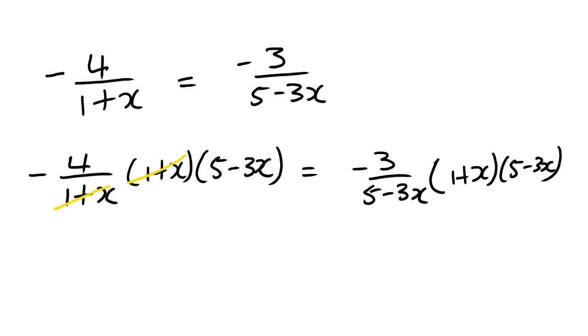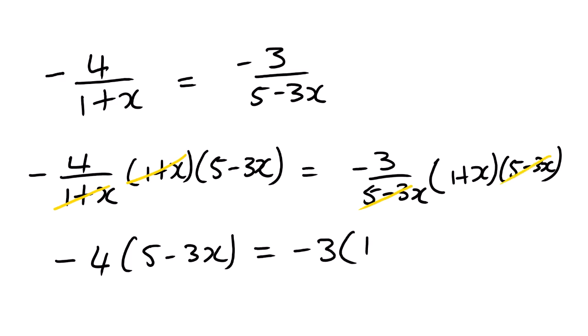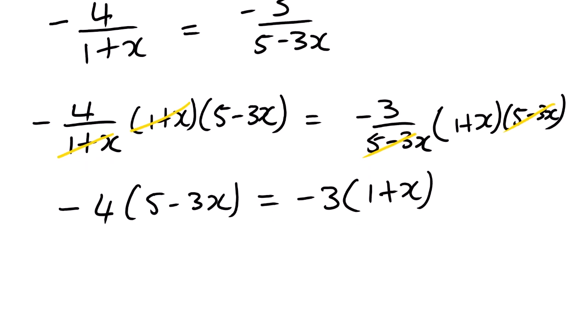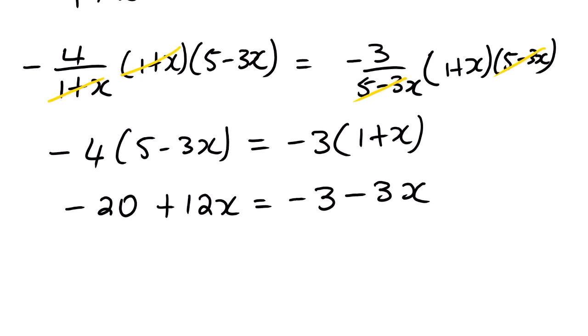So this will get rid of this, and then we are left with negative 4 times (5 minus 3x) equals, this will get rid of this, and then we are left with negative 3 times (1 plus x). So negative 4 multiplied by positive 5 is negative 20. Negative 4 multiplied by negative 3x is positive 12x, equals negative 3 multiplied by 1 is negative 3. Negative 3 multiplied by x is negative 3x.